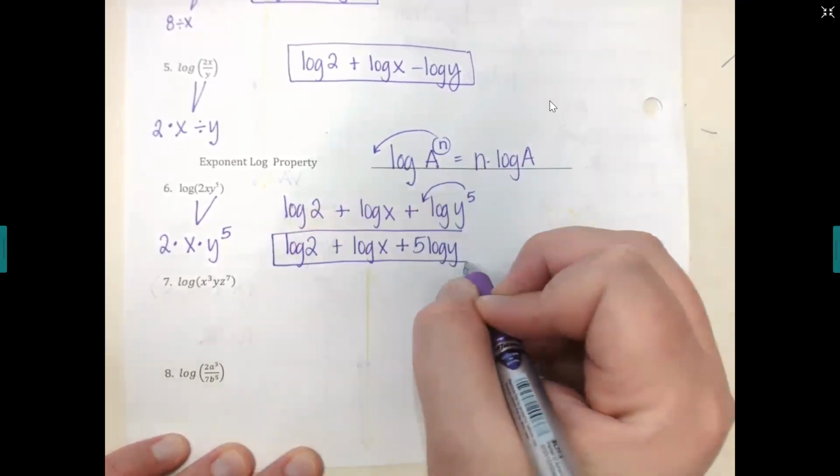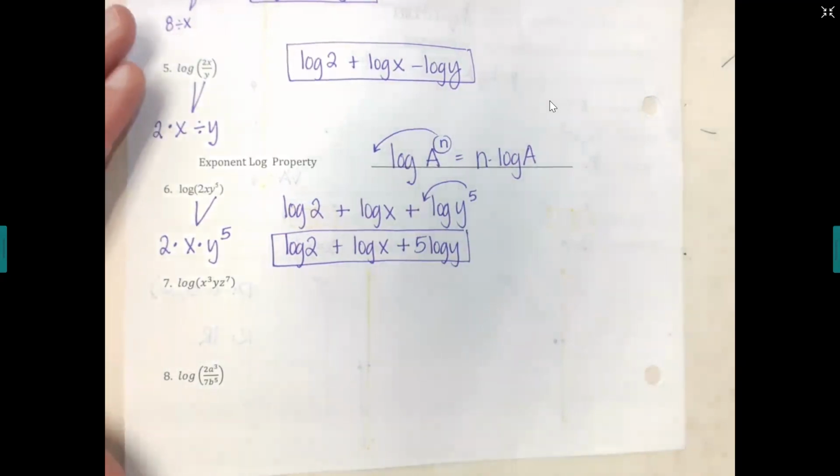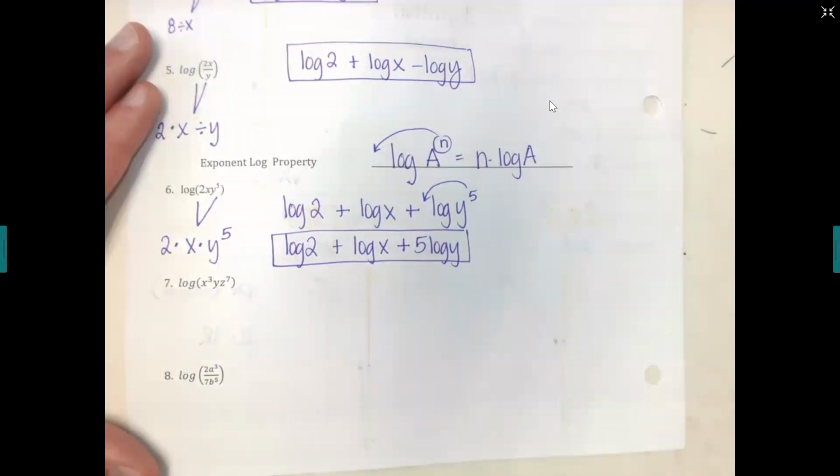Okay, and that would be considered expanded form, where nobody's sharing a log. Not even the y and the 5 are sharing the log together. The 5 moves to the front so that they're separate. Okay, let's take a look at number 7.